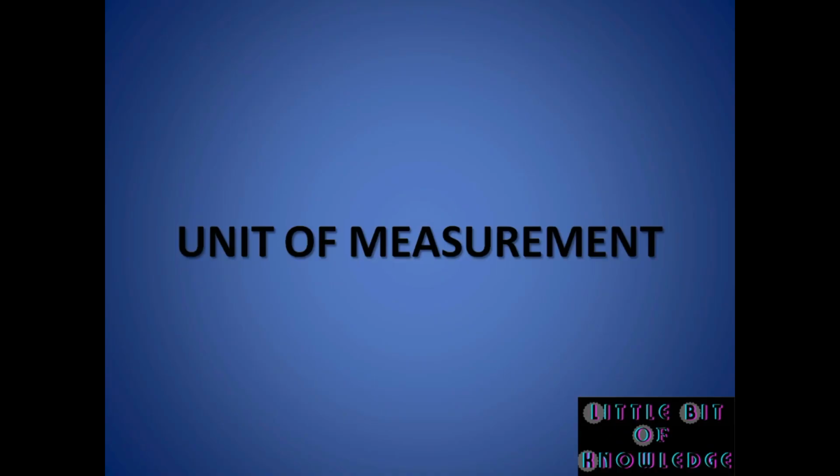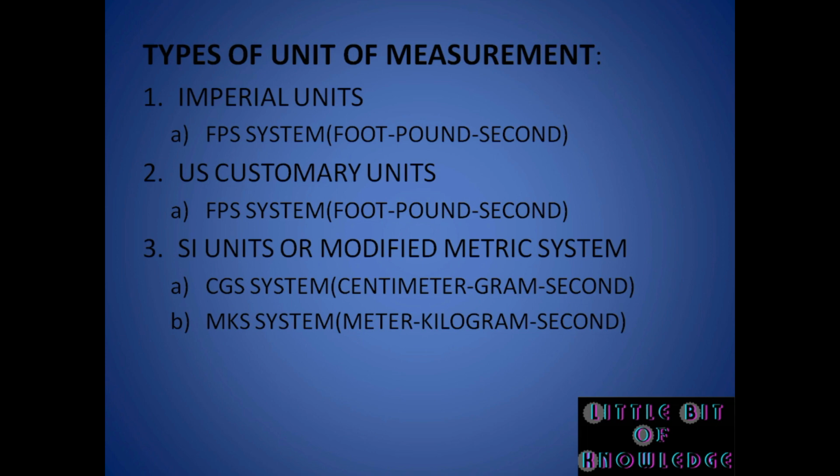So in today's video, we are going to discuss unit of measurements. We are going to discuss three units of measurements, which are imperial units, US customary units and SI units. In imperial and US customary units, the method they are using is the FPS system, that is foot, pound and second system. Foot is for measuring the length, pound is to measure the weight and second is to measure the time. And for SI units or modified metric system, we are using two different systems, which are the CGS system, which is centimeter, gram and second, and similarly the MKS system, which is meter, kilogram and seconds.